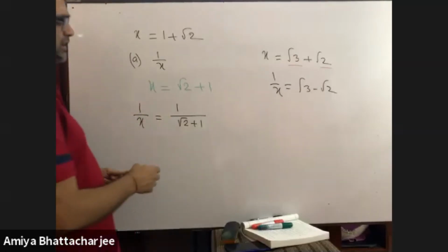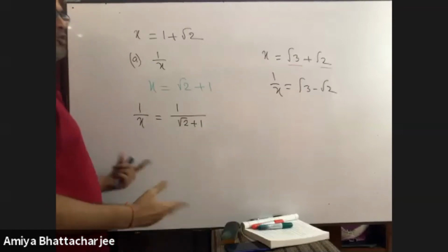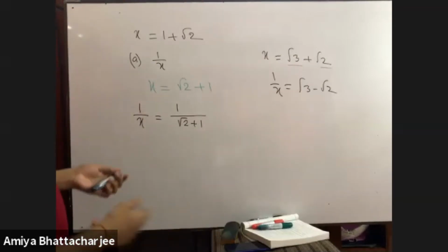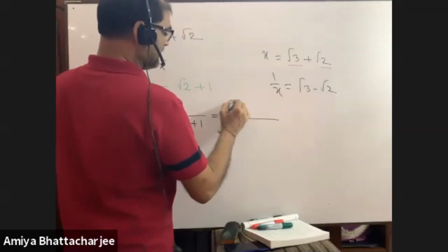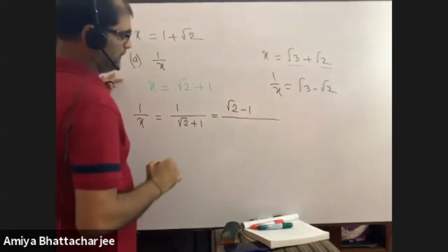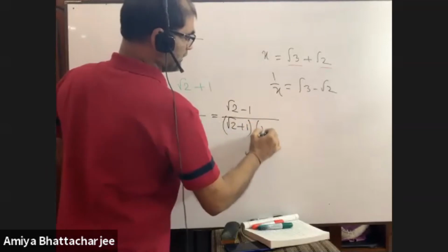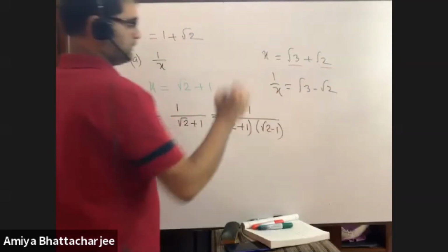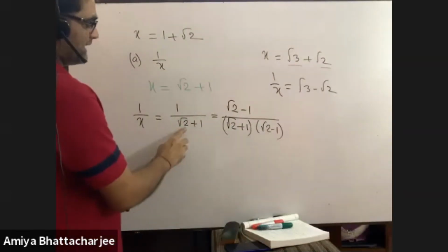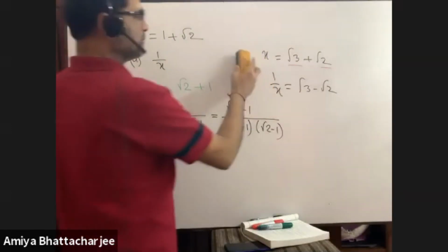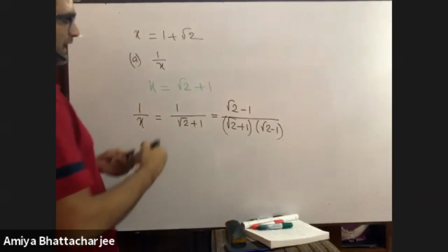It is the conjugate form. Suppose it is a plus b, then its conjugate form is a minus b. I have to multiply both the numerator and denominator by a minus b. If it is a plus b, I have to take a minus b. If it is a minus b, then I have to take a plus b. It is called the conjugate form.